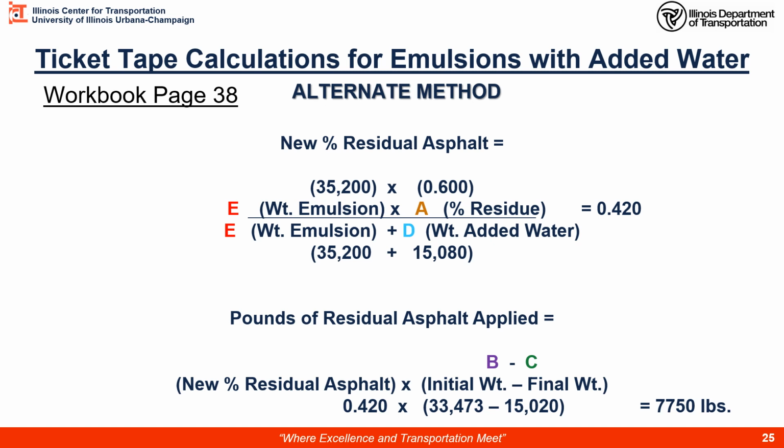So we have our information from application. We have our initial weight minus our final weight times our 0.42, which is the new percent residual asphalt, gives us 7750 pounds. So that's how much material has been applied to the roadway.